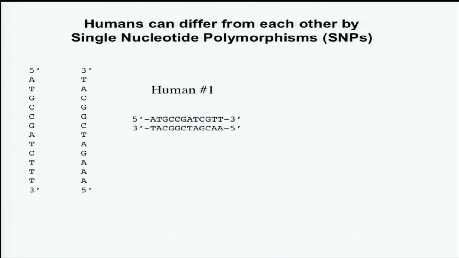Now normally actually we don't write it vertically, so I'm going to turn it for you on my next slide so that it's horizontal. So here's an example of a DNA sequence from a person. I'm going to call them human number 1.